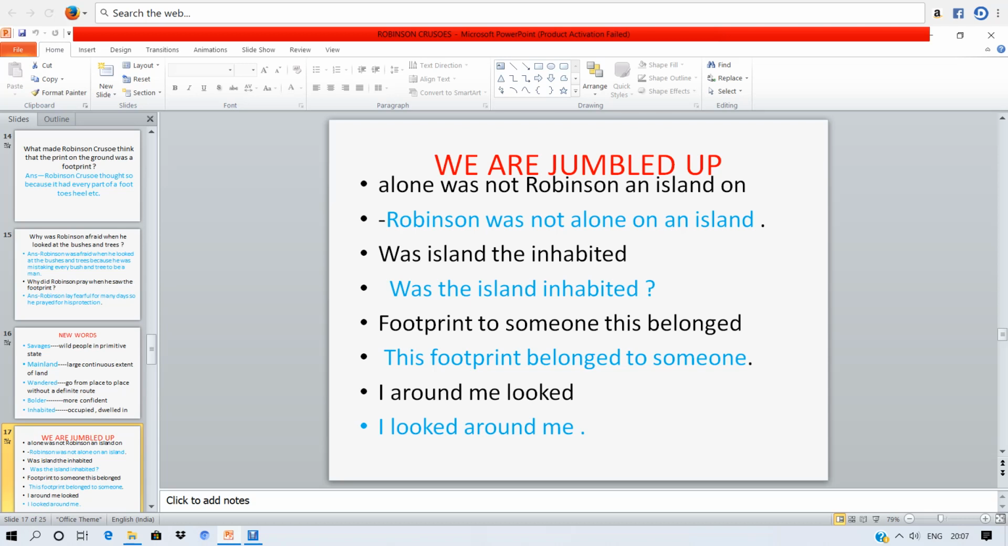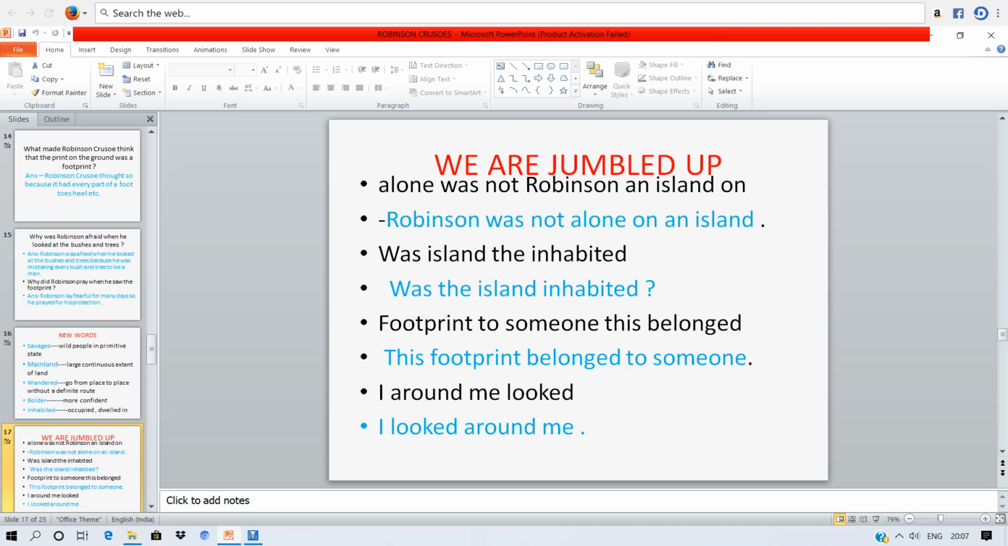The second sentence is again jumbled up. Was island the inhabited? And when you unjumble it, it will become: was the island inhabited? Now, this is an interrogative statement. Therefore, you have to put a question mark over there. Third, footprint to someone this belong. This is also jumbled up. So you have to make a meaningful sentence. Then you have to write this way. This footprint belonged to someone.